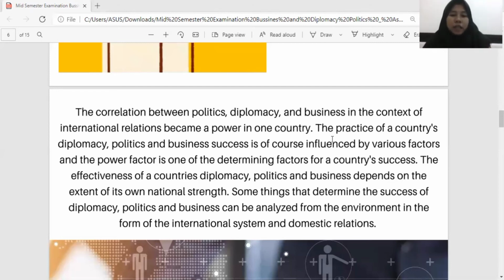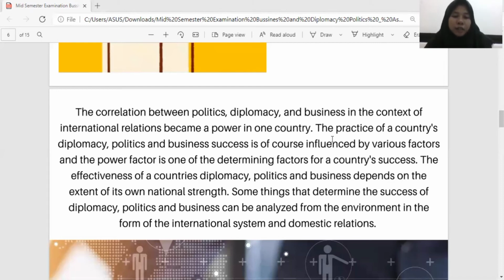The national interest of a country is certainly a diplomatic mission for the state in the scope of international practice. The correlation between politics, diplomacy, and business in the context of international relations became a power in one country. The success of a country's diplomacy is, of course, influenced by various factors, and the power factor is one of the determining factors. The effectiveness of a country's diplomacy depends on the extent of its own national strength.